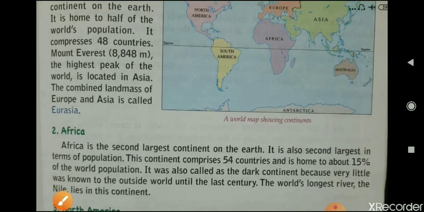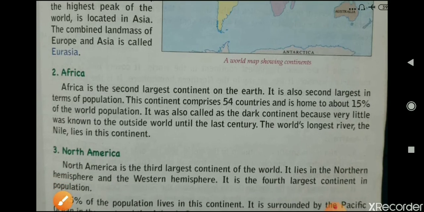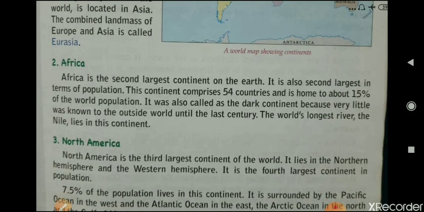Now second is Africa. Africa is the second largest continent of the earth. Africa second largest continent है. It is also second largest in terms of population. First is Asia and the second is Africa. And it comprises 54 countries and is home to about 15% of the world population. Means world की जितनी भी population है, उसका 15% लोग यहाँ पर रहते हैं.